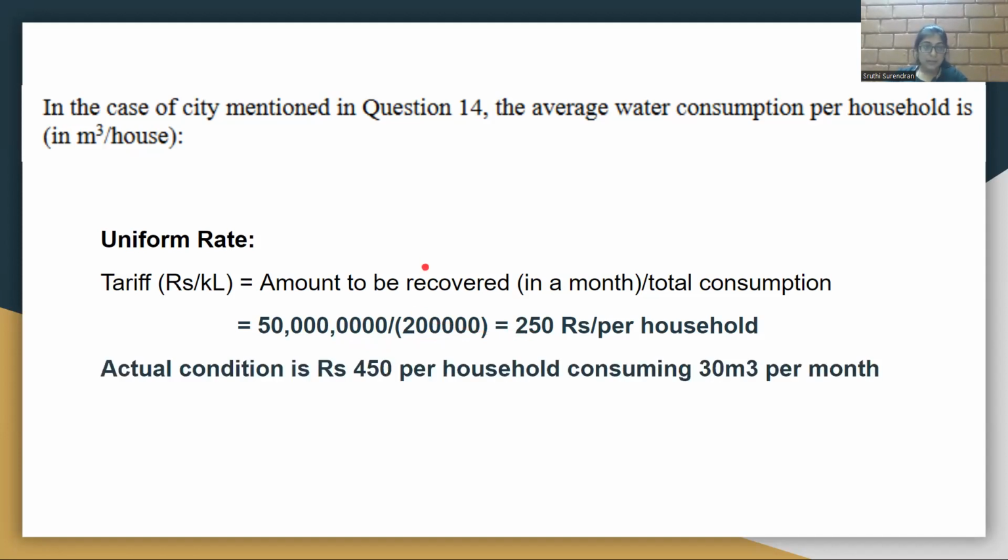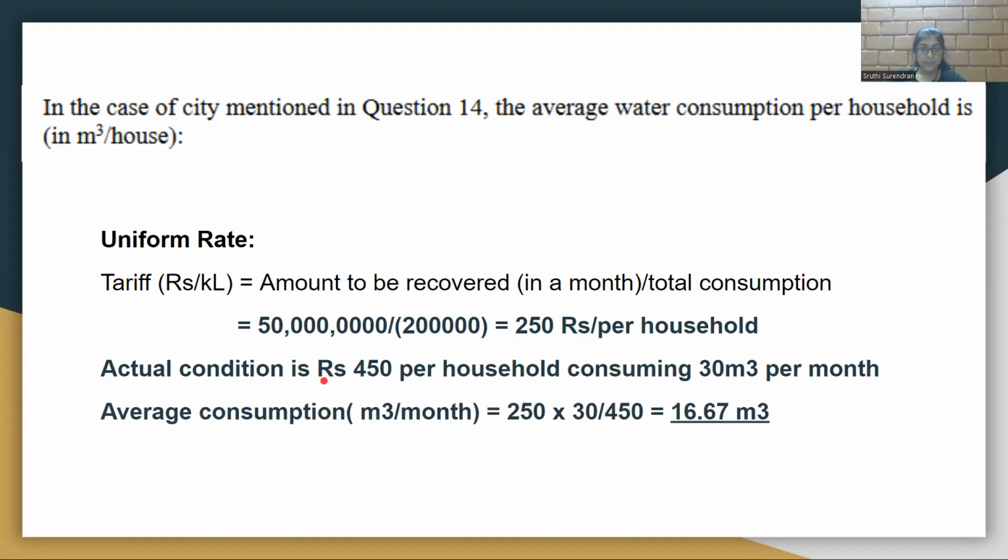But at the moment, 450 rupees is being charged for 30 meter cube of consumption per month. So 450 is being charged per household, and each household is using 30 meter cube. So if 250 is to be charged, by the unitary method you can multiply 250 by 30 divided by 450. So the average consumption per household will be 16.67 meter cube.